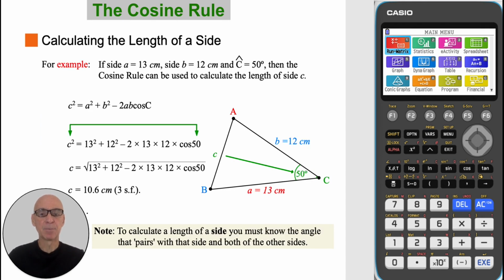In this example, the cosine rule can be used to calculate the length of side c. To calculate the length of a side, you must know the angle that pairs with that side and both of the other sides.